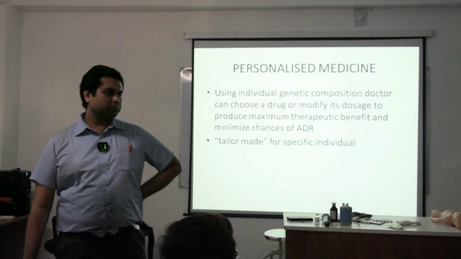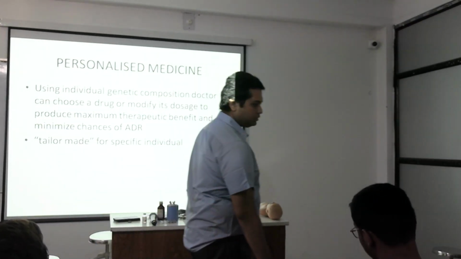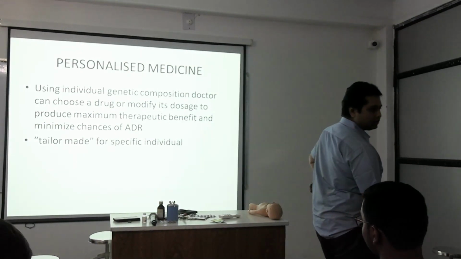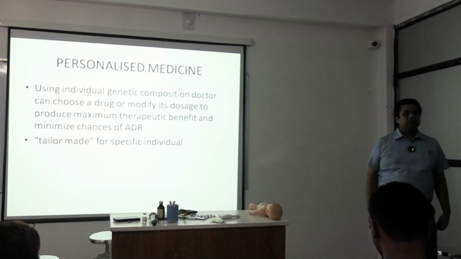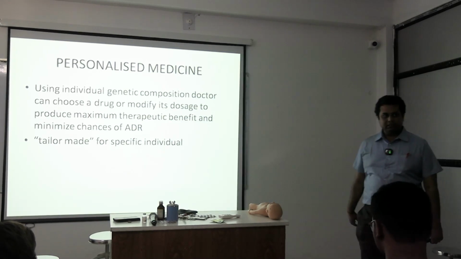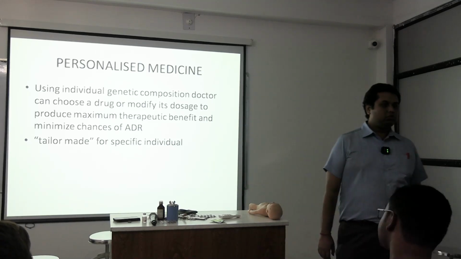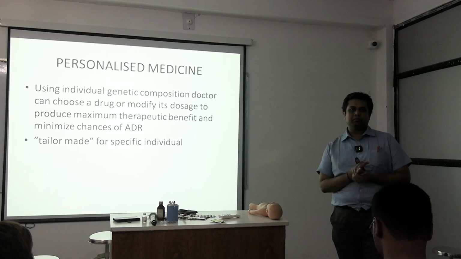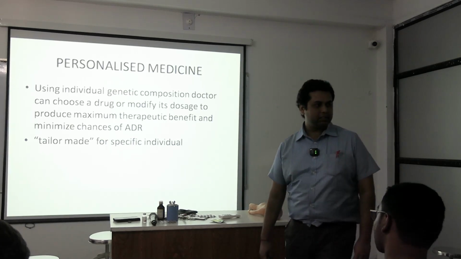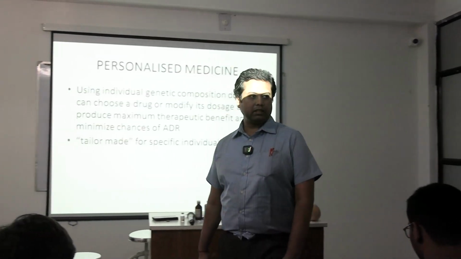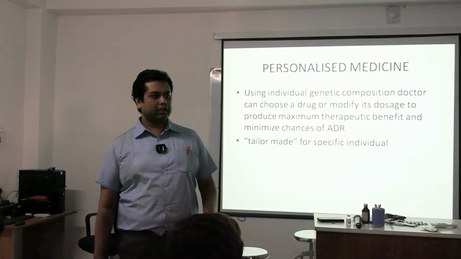So let's get an example. Isoniazid. Isoniazid is used for treatment of tuberculosis. Now for metabolism of isoniazid, there is acetylation in your body. Now there are two populations, two types of individual. One is fast acetylator, one is slow acetylator. So what will happen if acetylation is done at a rapid pace?